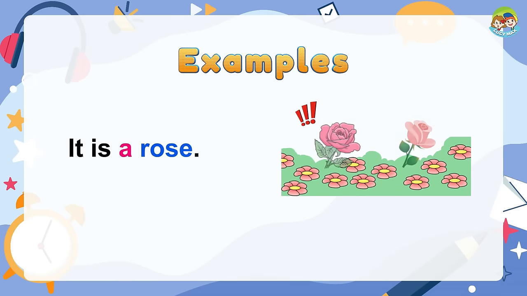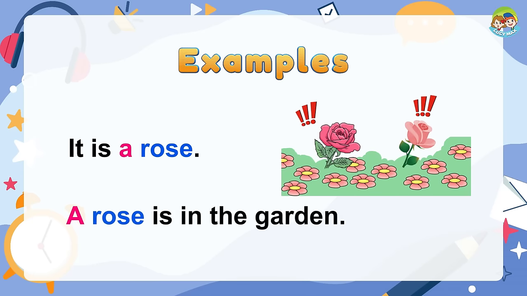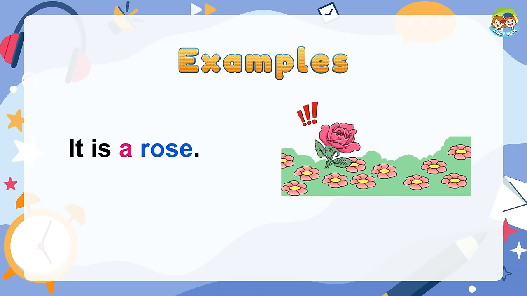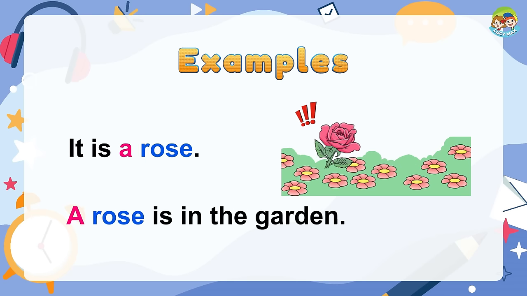Next, it is a rose. A rose is in the garden. Here we are talking about two different roses. So we use a rose in the second sentence. It is a rose. A rose is in the garden. If you're talking about the same rose, this sentence is wrong. You use the rose if talking about the same rose.